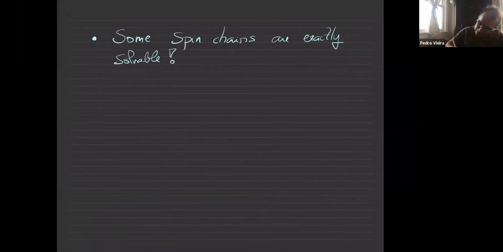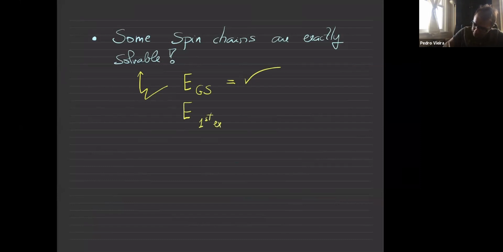So some of them are solvable, and that means many things, as you say. So the first thing in particular, it means we can compute the energy of the ground state, and we can compute the energy of the first excited state, and the energy of the second, etc. That will be one thing about solvable.